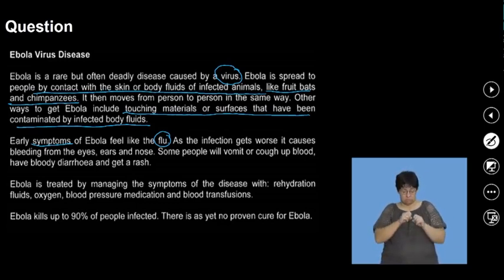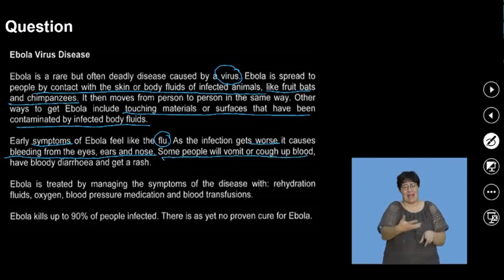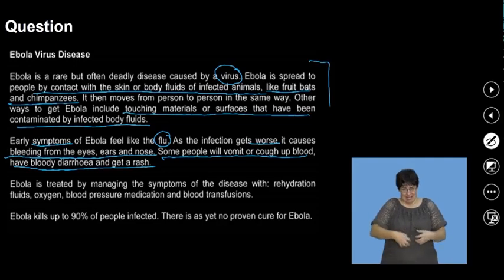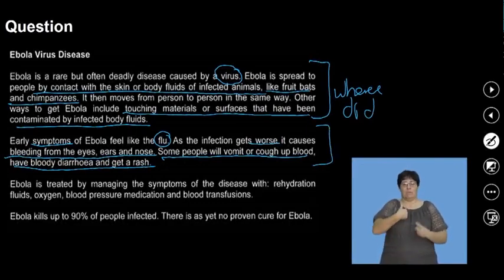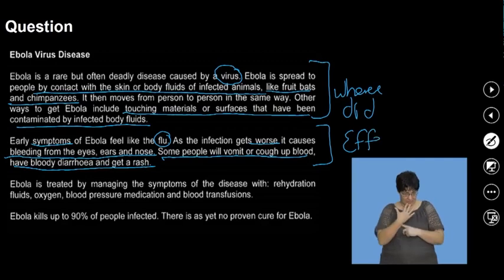Now, as the infection gets worse, as it carries on, it causes bleeding from the eyes, ears, and nose. That's why it's sometimes called hemorrhagic fever, because you hemorrhage, you bleed. Some people will vomit or cough up blood and have bloody diarrhea and get a rash. That's when you've got an upset stomach. So here, where did I get it? This one, what does it do to me? Effects. Can you see where we're going with this?